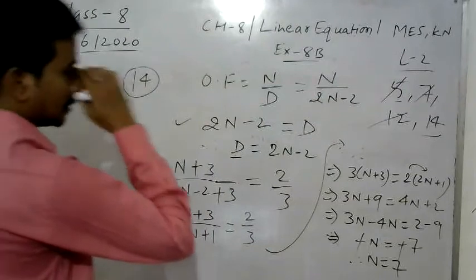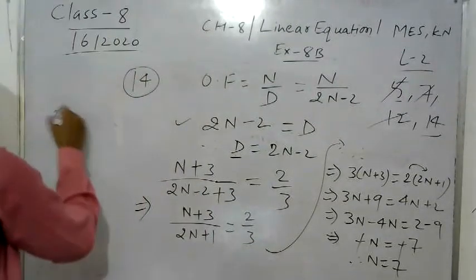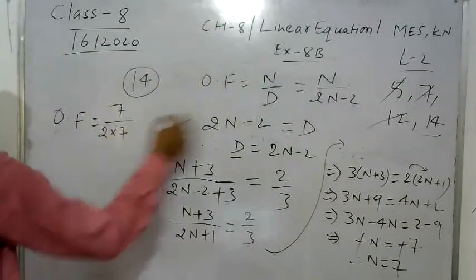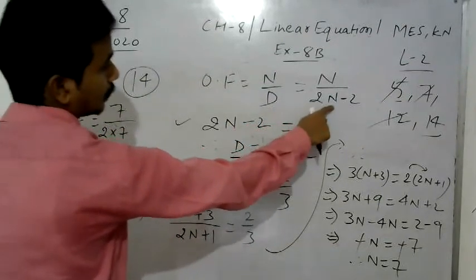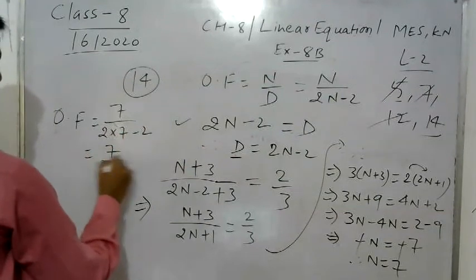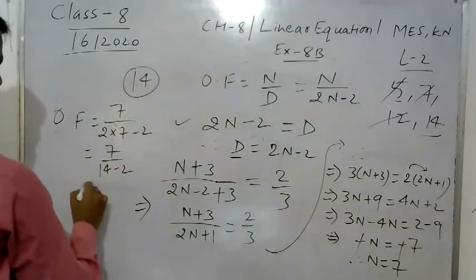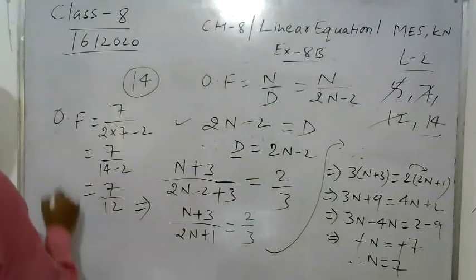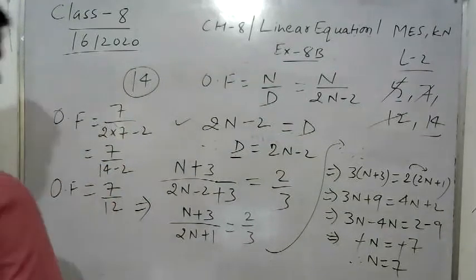So if the numerator is 7, our original fraction will be 7 by 2 into 7 minus 2. You have to put the value of the numerator. So 7 by 14 minus 2, which is 7 by 12. So our original fraction is 7 by 12.